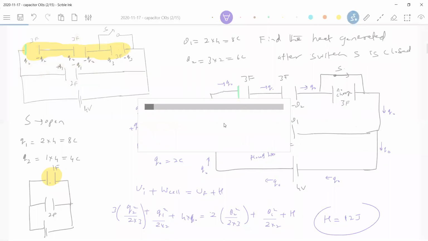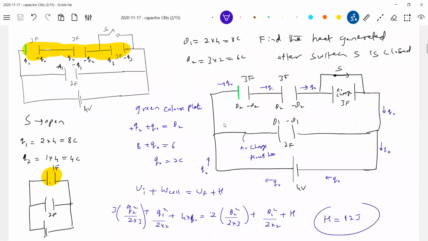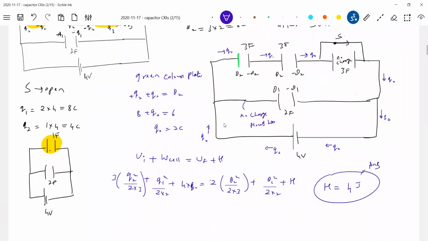Sir, I got 4, sir. Even I don't know. 4? Yes, sir. Okay, fine. Just check the answer. Charge flown through the switch will be Q naught plus Q3. That comment also, if you want to write.